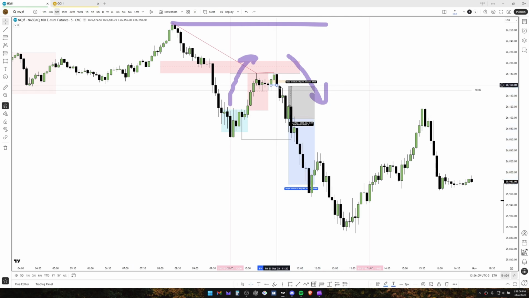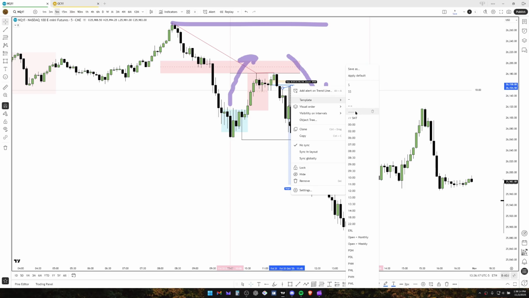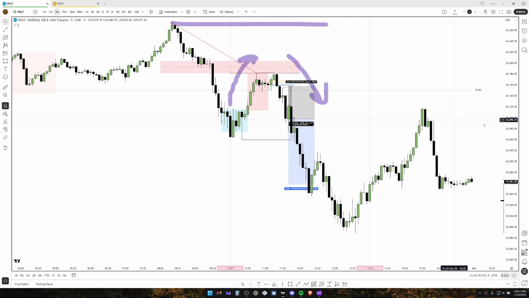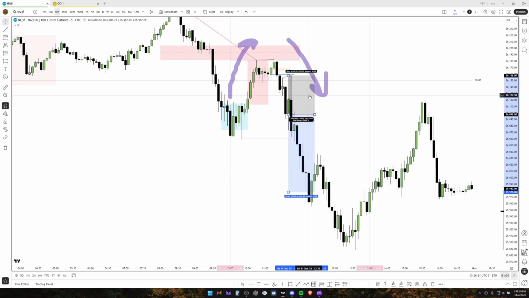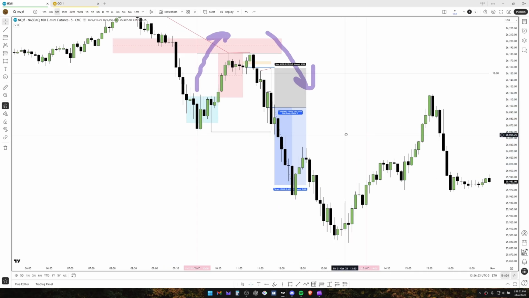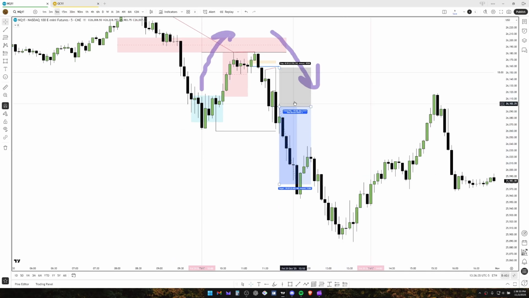We just retested the change of state here, and we have an SMT at this high too with ES. So we had an SMT swing forming here, sweep of the high, candle 1, 2, 3. We retested the order block and we expanded down. Like no drawdown on this.